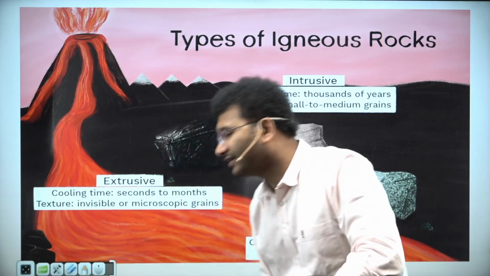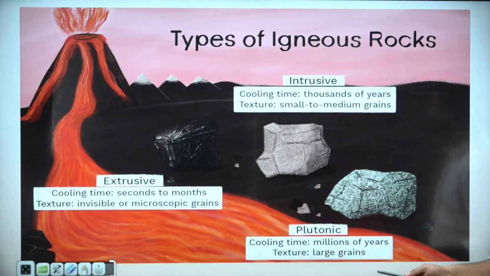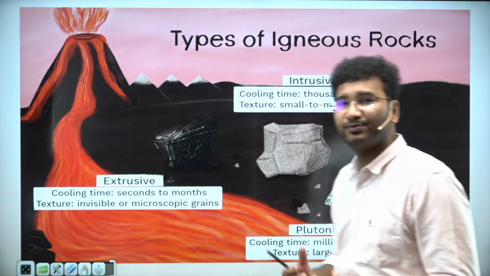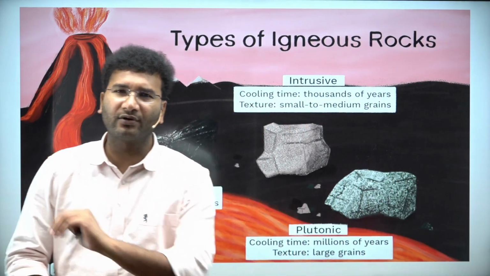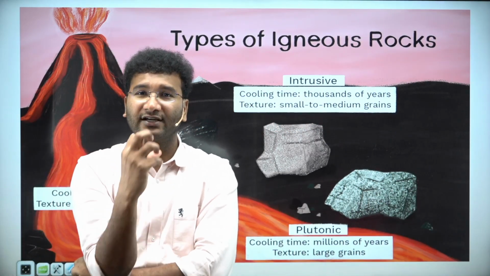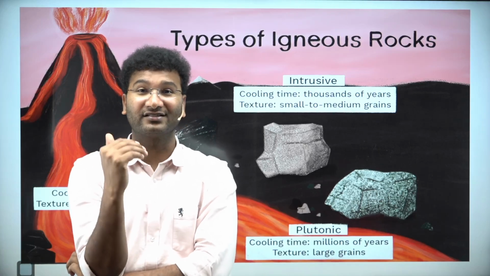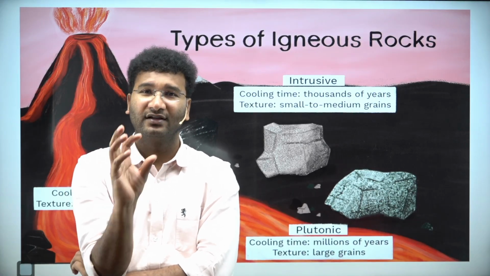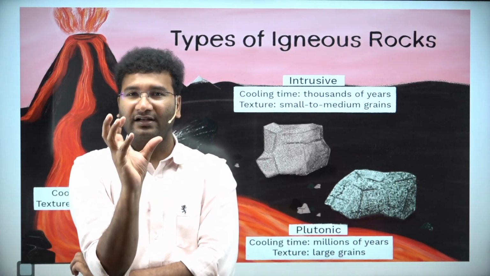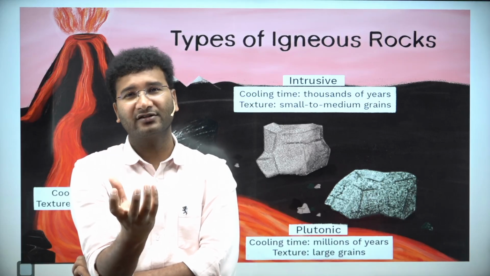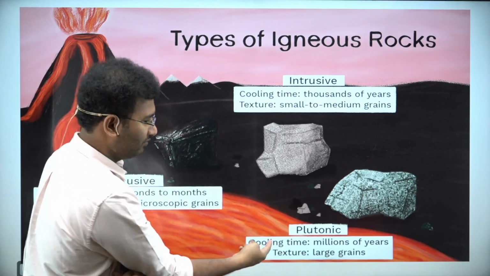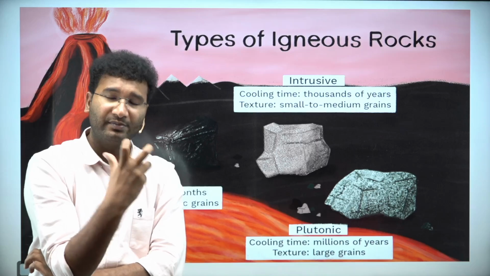Likewise, you see here, there is another type of igneous rocks that is called plutonic rocks. Now what is this plutonic rock? Plutonic rock means the cooling takes more than a million years, more than lakhs of years. That type of rock which took more than a few million years to cool down is called plutonic rock. It takes sometimes millions of years.